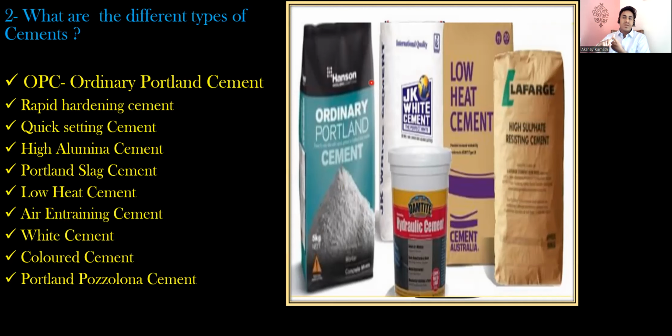Ordinary Portland cement, we can remember. We can even remember quick setting cement. We can remember low heat cement. We can remember air entraining cement, white cement, and high alumina cement. This much is enough. Now, if the interviewer goes one step ahead and asks you, okay, you have mentioned high alumina cement, can you explain the difference between an ordinary Portland cement and a high alumina cement? In that case, you need to know the basics of that.